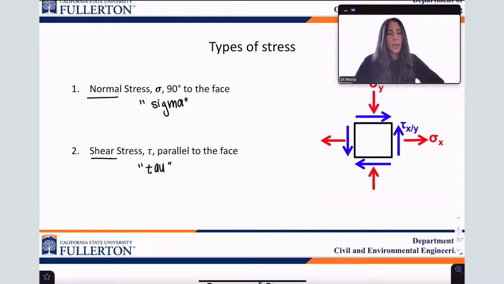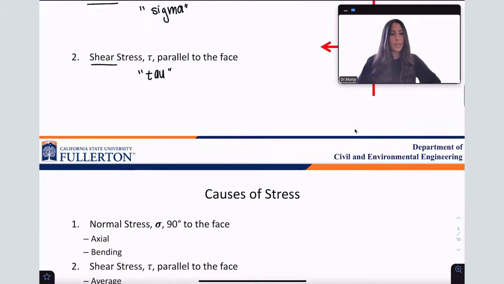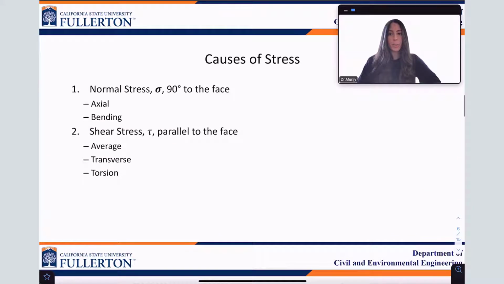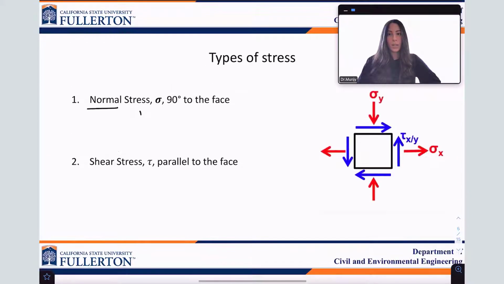Okay. We have a diagram here that shows sigma and tau, and I'll talk more about this in the coming slides, but sigma basically acts perpendicular to the face of the element. So we have the face of the element here, which is this square. Let me go back a little bit. Right, and you can see that sigma acts perpendicular to the face of the element, and then we have the shear stress tau, which acts parallel to the face of the element. And that's the difference between shear stress and normal stress, which we're going to go over in a little more detail in the upcoming slides. Okay.